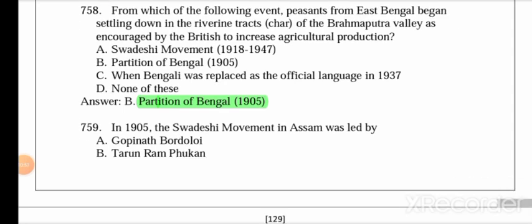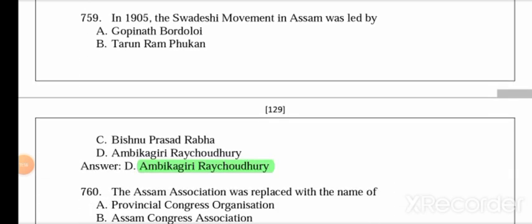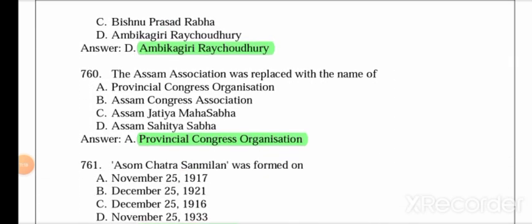From which of the following events did people from East Bengal begin settling down in the riverine tracts or chars of the Brahmaputra Valley in Assam, as encouraged by the British to increase agricultural production? It was after the partition of Bengal in 1905. The Swadeshi movement was led in Assam by Ambikagiri Rai Chaudhuri.